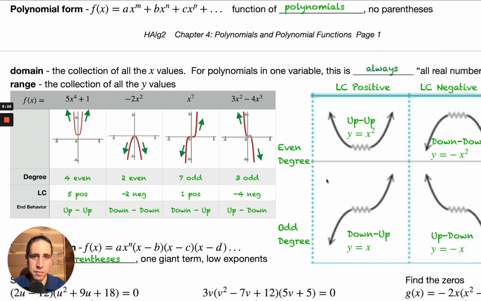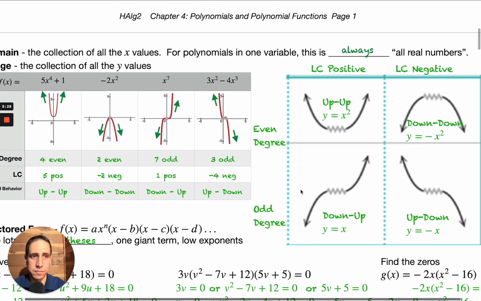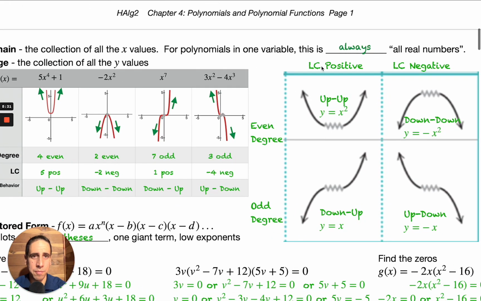Here's a summary of what's going on. This little gray squiggle just means that in the middle of the polynomial it could go up, it could go down, it could approach kind of a saddle and then keep on going up again. But if the leading coefficient is positive and the degree is even, like the graph of y equals x squared, then it's going to be up, up. Like the graph of y equals x to the fourth, or y equals x to the sixth, or y equals 3x to the sixth. All these graphs are going to have up, up end behavior.